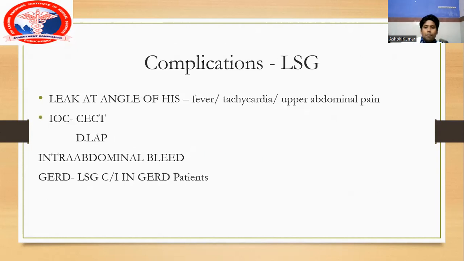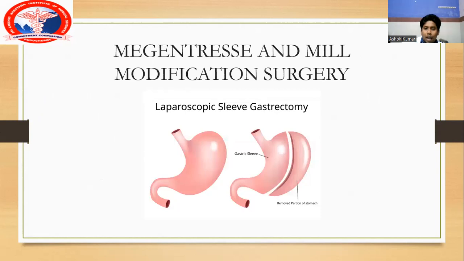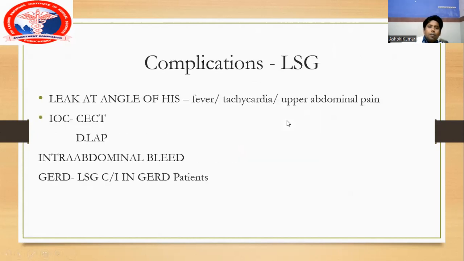So the complications of laparoscopic sleeve gastrectomy. The Achilles heel of this surgery is leak at the angle of His. So you will have a leak at this region. This is the most common region where you will have a leak. The patient will have fever, tachycardia, upper abdominal pain, and tenderness over the gastric region. The first investigation, and the investigation of choice, is contrast enhanced CT, and you can do diagnostic laparoscopy also.